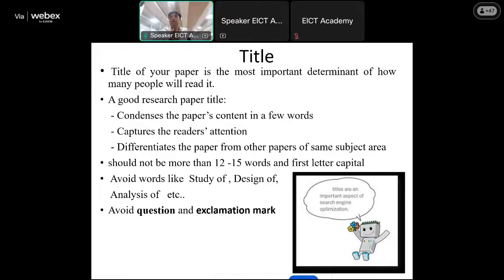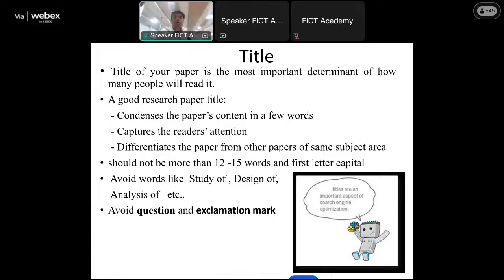Avoid titles like "study design of" or "analysis of". These are considered to be fillers. Whenever I write a paper, I have definitely done some study or designed something; that's why I am writing the paper. So these are considered to be fillers. Avoid this kind of word in your title, because it is not adding any meaning and is unnecessarily increasing the length of the title. You should avoid such filler words.